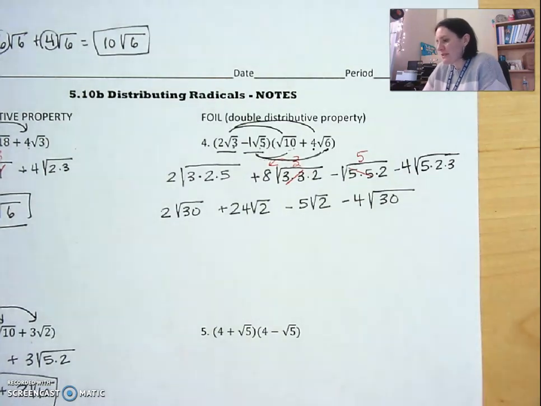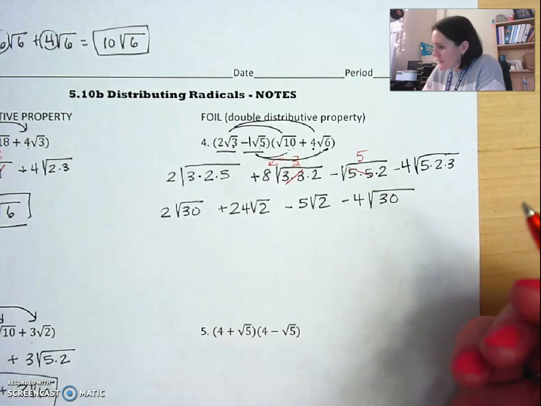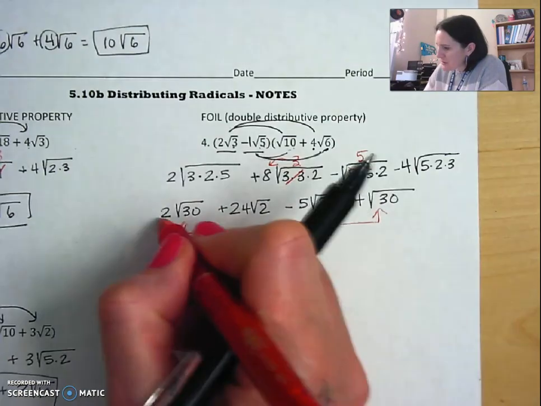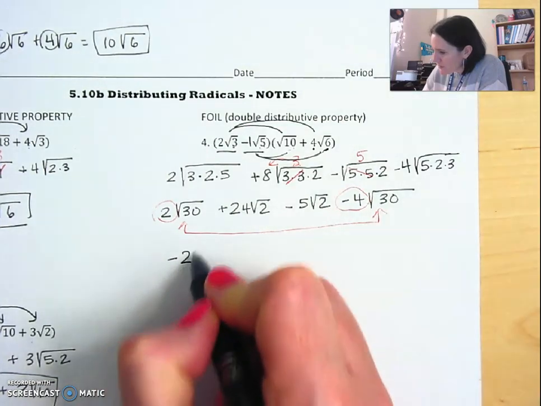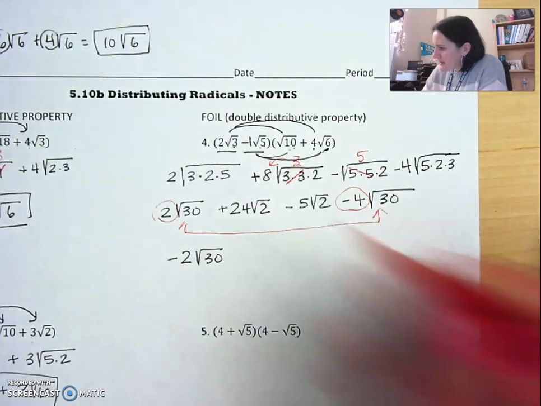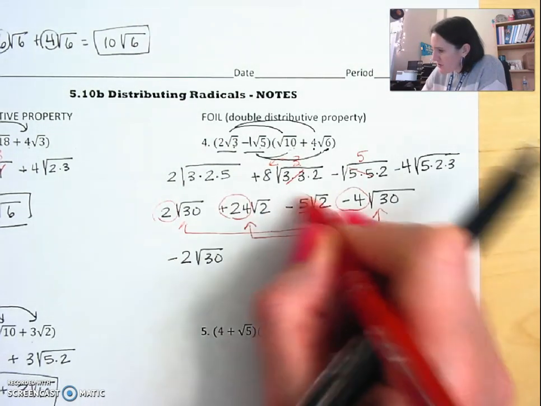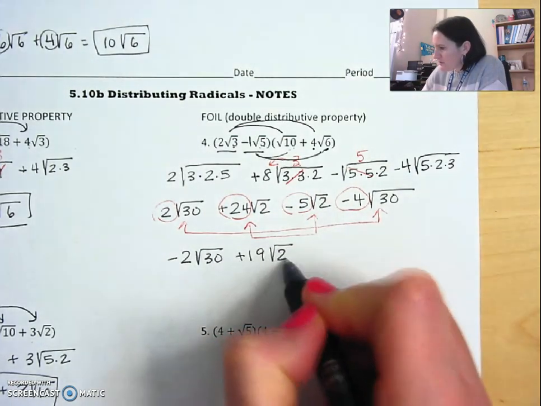So now what's different in these problems is I have some terms I can combine with addition, subtraction. So when you're adding or subtracting radicals, you look for radicands that match. And then you do the math on the number in front, the coefficients. So I have these square roots of 30's match. You're just doing the math on this and this. So 2 minus 4 is negative 2 square roots of 30. And then these both have square roots of 2. You're just doing math on the coefficients. 24 minus 5 is 19. And then square roots of 2.